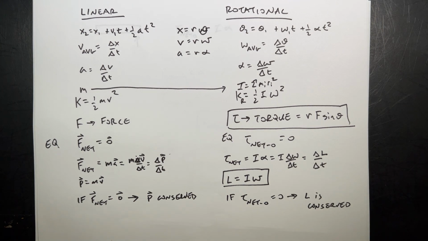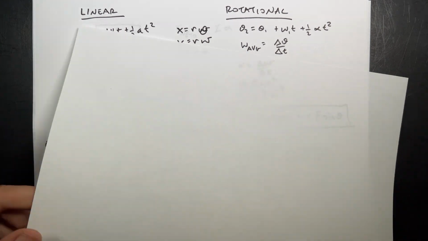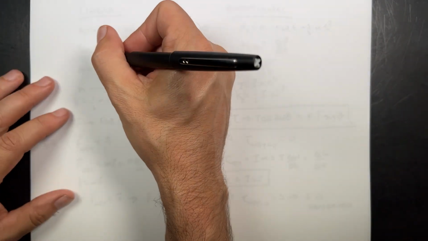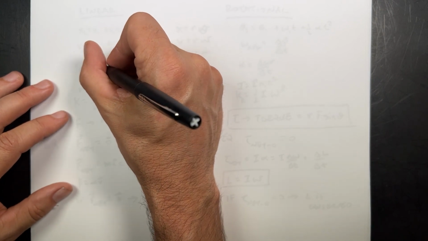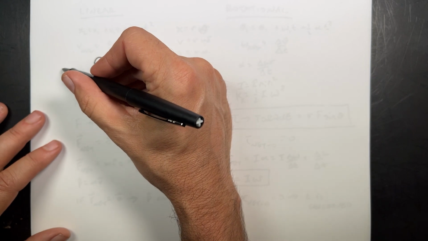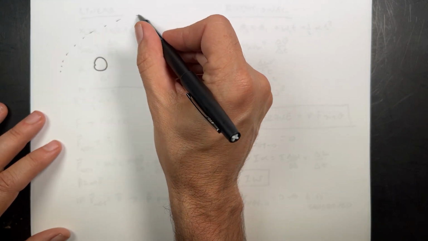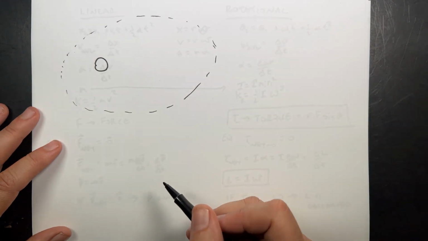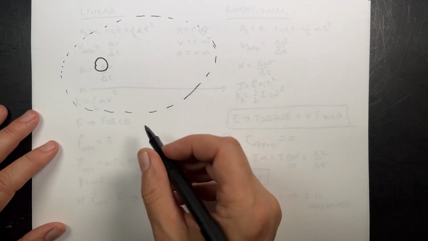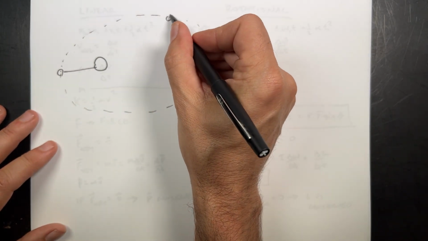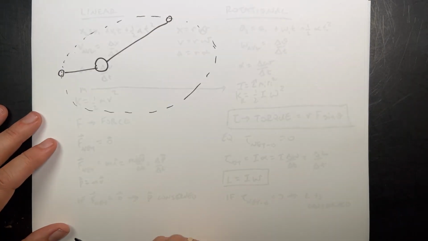Okay, I do want to do one example, because they kind of talk about this in the book, but they use it as a homework assignment. I want to show you an example of conservation of momentum. Suppose I have the sun, and I have some planet orbiting the sun like that, non-circular. So here it is over here, and here it is over here, at two different locations.